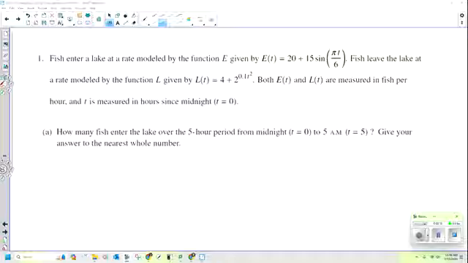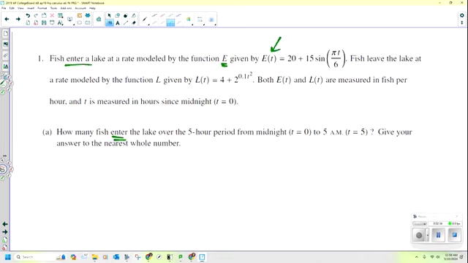Well, very, very basic. I'm going to go with green. I love green, my favorite color. Basic means if I have a rate, they're talking about fish entering. So I'm going to use function E. E is for entering. Fish enter the lake. This is a rate in fish per hour.